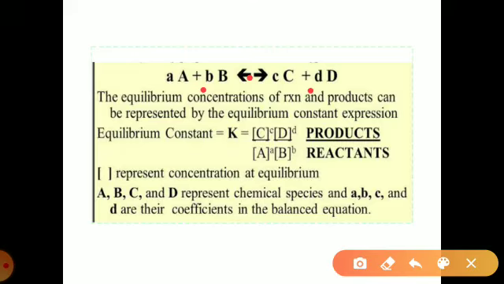Now the equilibrium constant is indicated by K. K is equal to product upon reactants. And again, these are square brackets, indicating concentration at equilibrium.